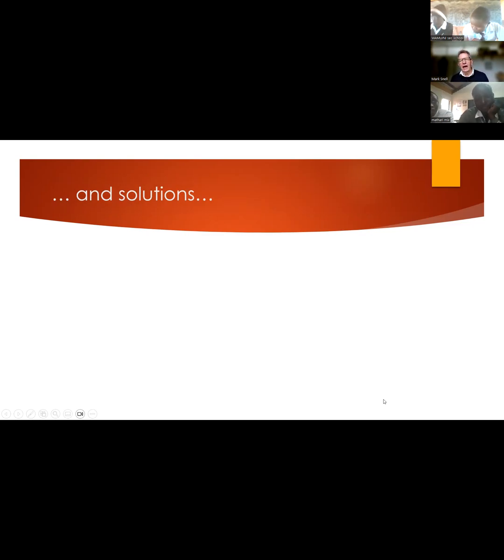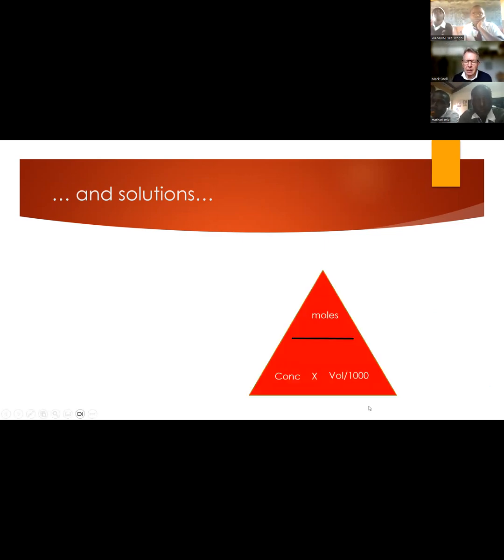Solutions, we have concentration and volume. Now this time, moles is at the top. And I said, how do you remember moles is at the top? He said, if I pour the solution on the ground, then the moles have to come up to the top or they die, they drown. So moles is at the top, concentration and volume in cubic centimeters over 1,000.